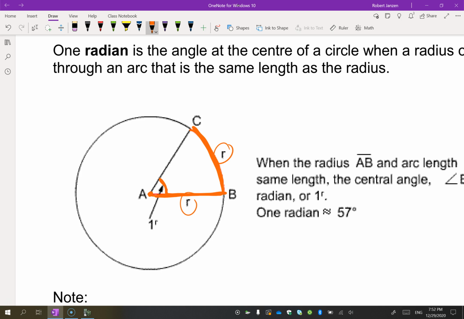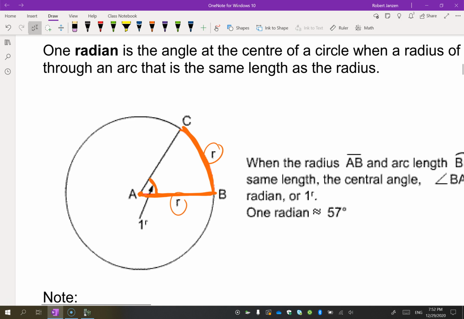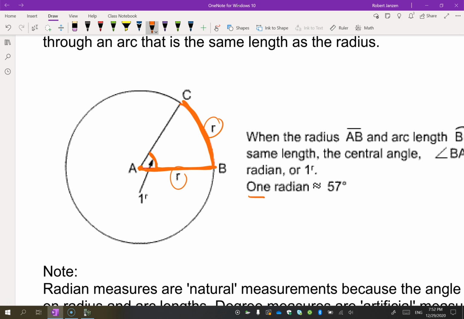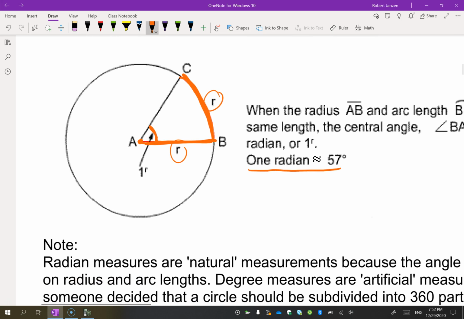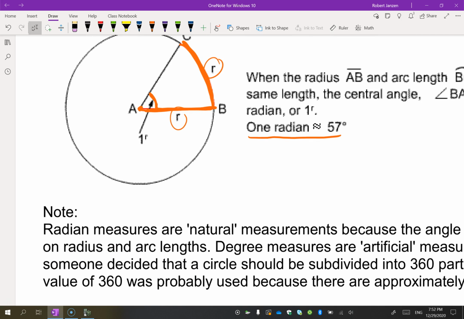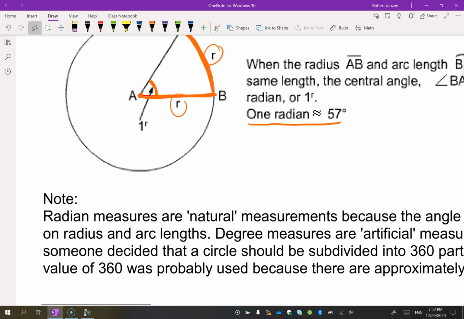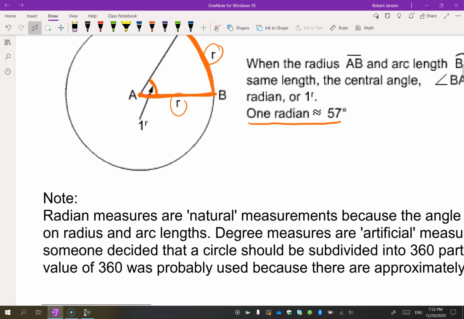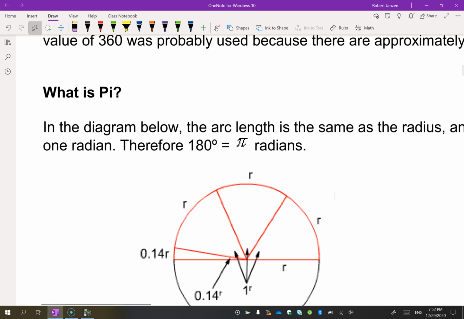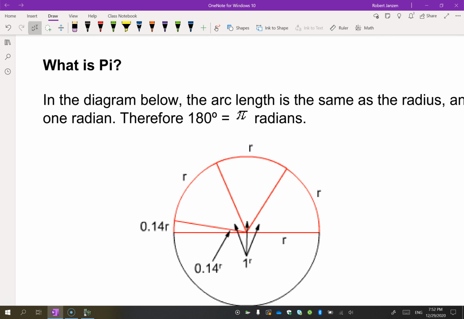What we know is if the radius and the arc length are the same, it makes 1 radian. And by the way, 1 radian is about 57 degrees. So yeah, about 60 degrees. The radian is considered a natural measure of the angle because it's related directly to arc lengths and radiuses. So let's look now, why do we have this term called pi?